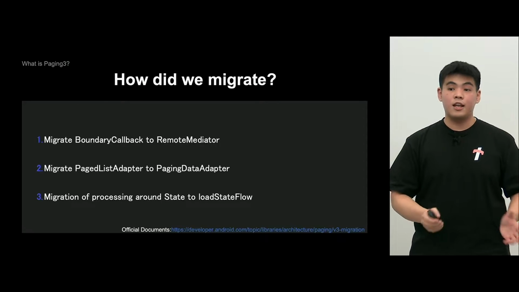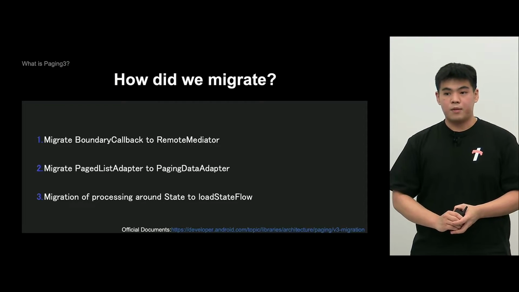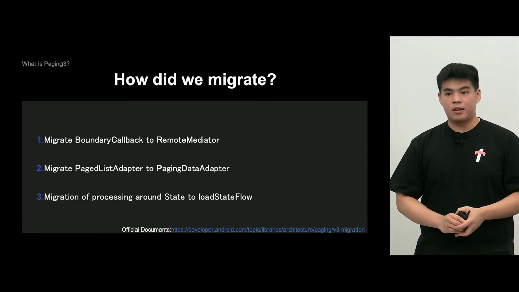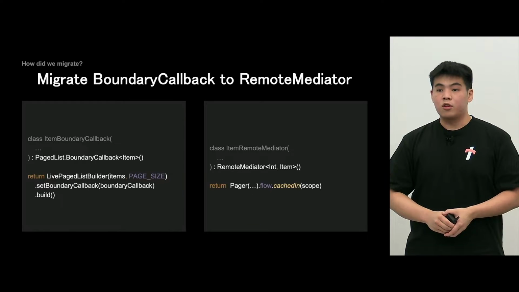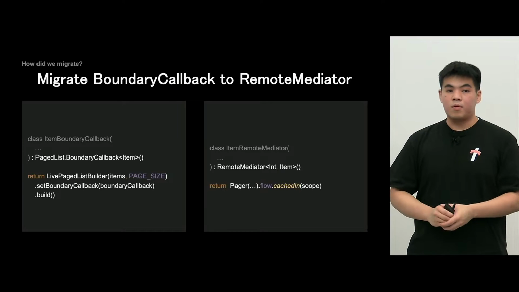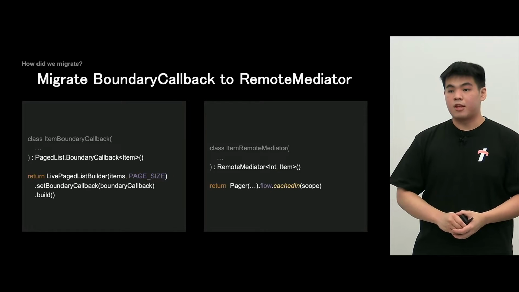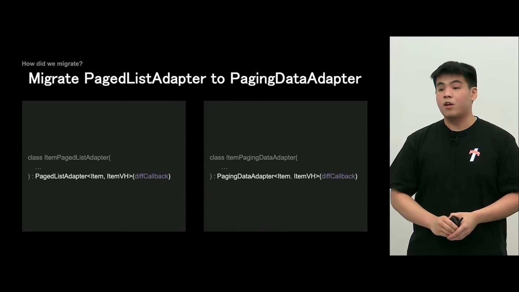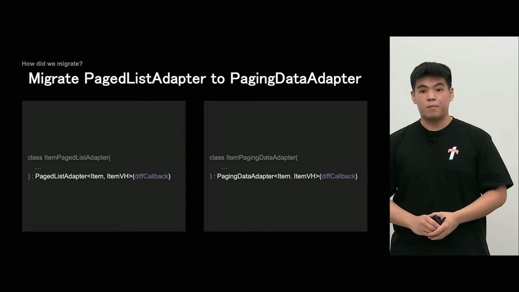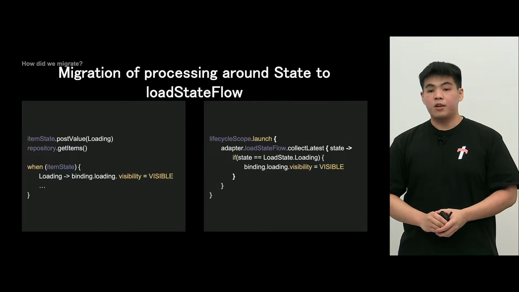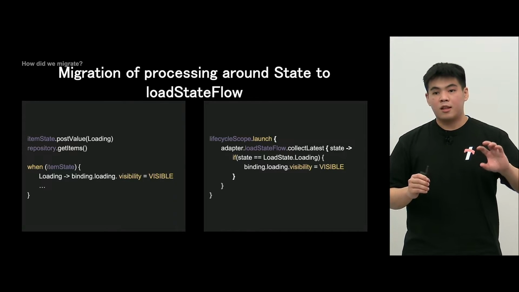We first migrated boundary callback to remote mediator. Second, we migrated the paged list adapter, which is responsible for data display, to paging data adapter. And third, we migrated the processing around state to load state flow. So instead of live paged list builder, we used the pager to move to paging data. And then we moved the adapter responsible for display from paged list adapter to paging data adapter. Basically, the migration only requires changing the inheriting class to paging data adapter.